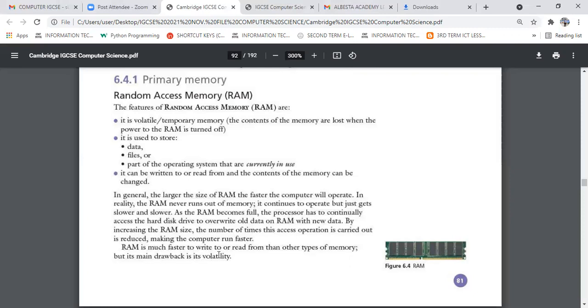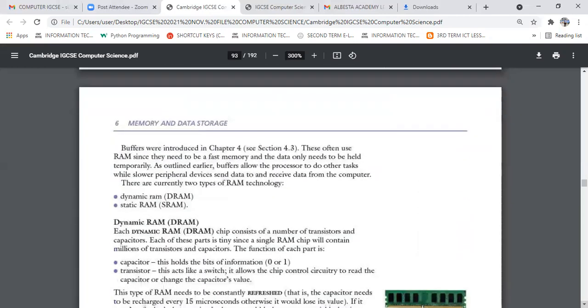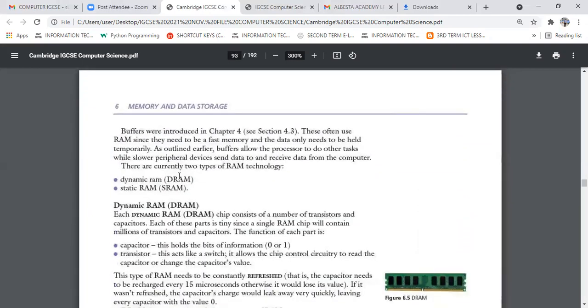Okay, RAM is much faster to write to or read from than other types of memory, but its main drawback is its volatility. That is, it is a temporary storage location. And we have types of RAM. We have the DRAM and the SRAM. DRAM, which stands for dynamic RAM, and SRAM, which stands for static RAM.